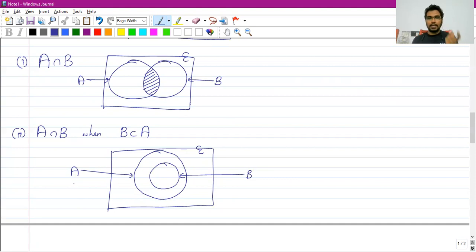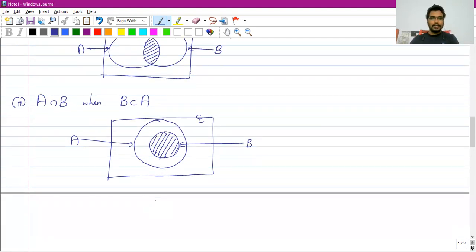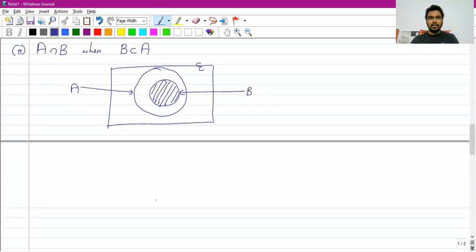So now shall we shade the A intersection B? So shall we see what is the common area for A and B? So you can see here this set B, this is the common area for A intersection B. Oh, this is the common area for A and B. So you can shade this one and say this is the A intersection B when B is a subset of A. So I think you can understand. So I think we will find some questions from these.